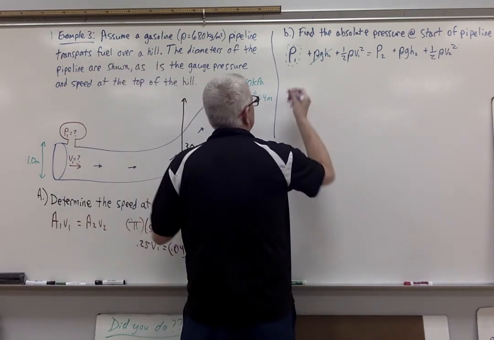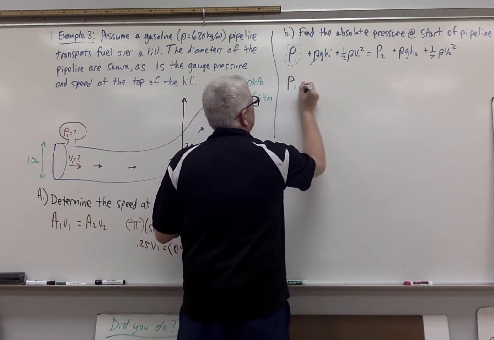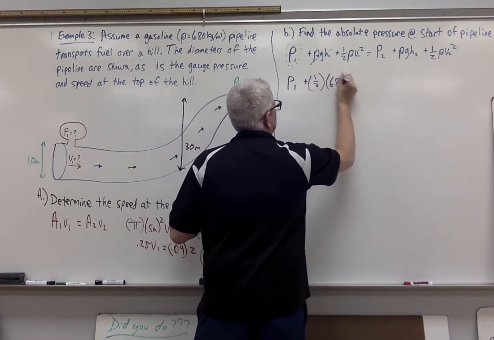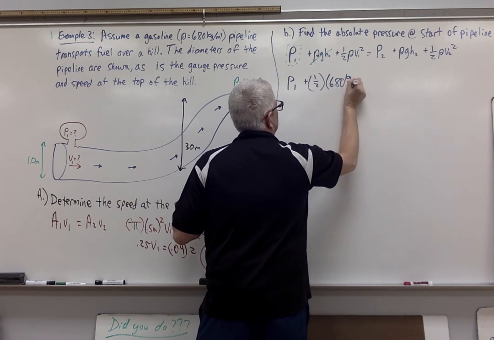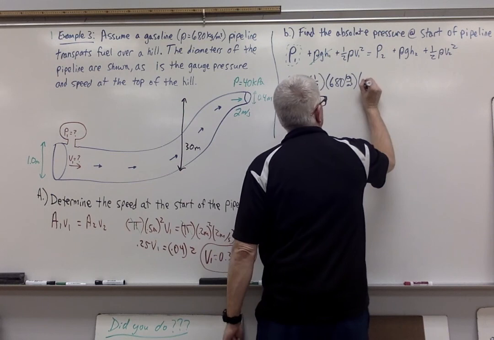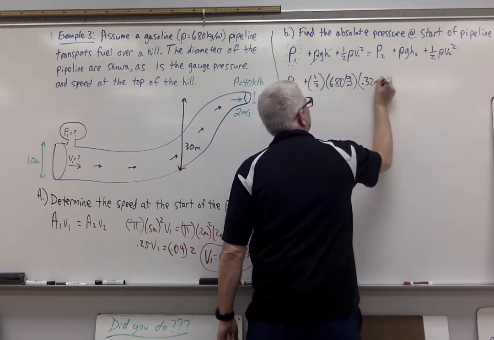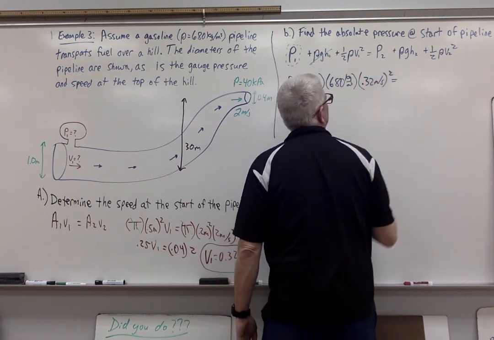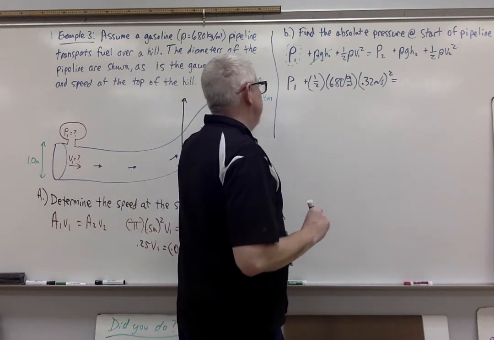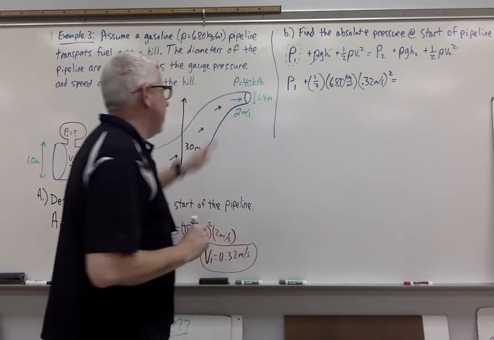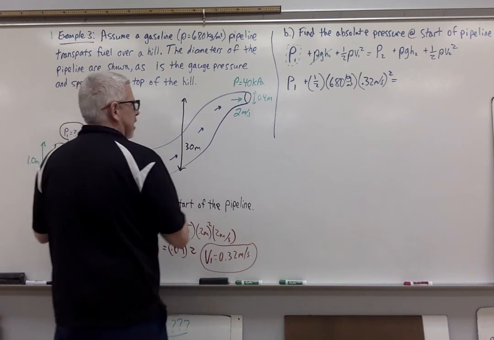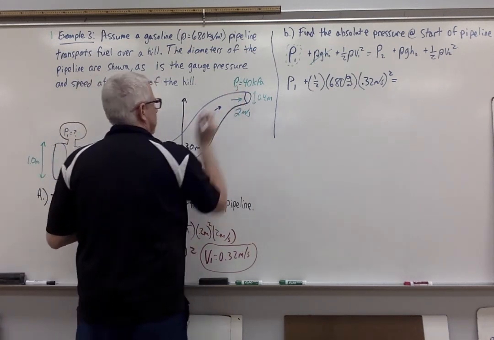So I'm going to say P1 plus 1/2 density of 680 kilograms per cubic meter, V1, which we found out was 0.32 meters per second, squared, is going to equal P2, which is 40 kilopascals. Now the problem is that's gauge pressure. I thought I said that. I might not have. So that is P gauge.